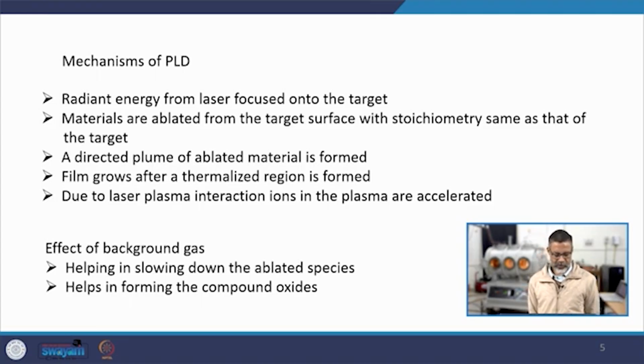So, you can say that there will now be a plume ablated from the material, and generally it will be ablated normal to the target, because in that region the velocity of the material is very high, and at larger angles the velocities are small. So, you can see that the plasma plume is highly directional, with a conical shape.